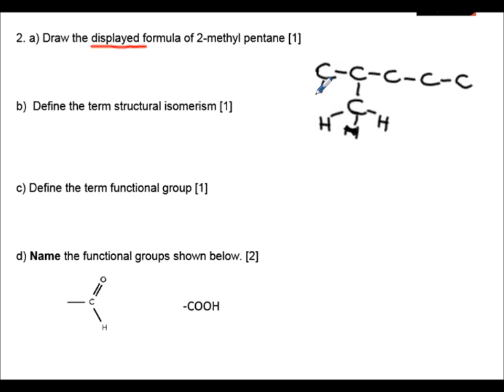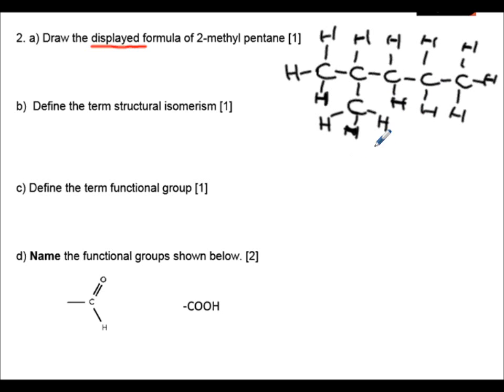And then we can fill in the rest of the hydrogens. Now it's worth mentioning that when you're drawing the methyl group, if you shorten it and just simply write CH3, this would lose you the mark for this question, because it's got to be the displayed formula, so it's got to show every single bond between the carbon and hydrogens, so you have to draw every little part out in full.